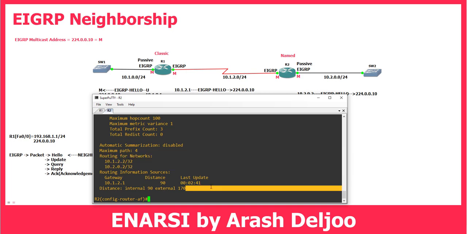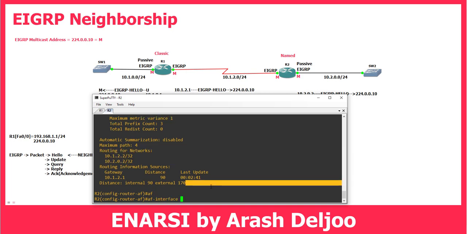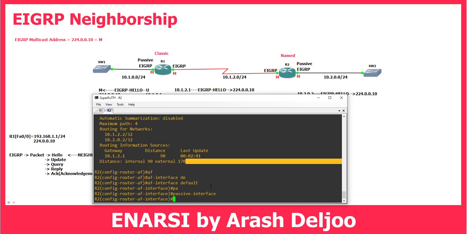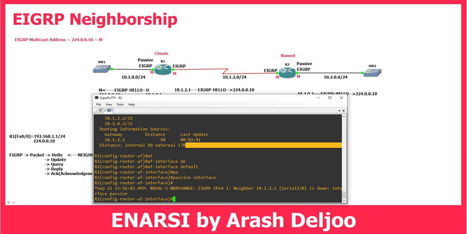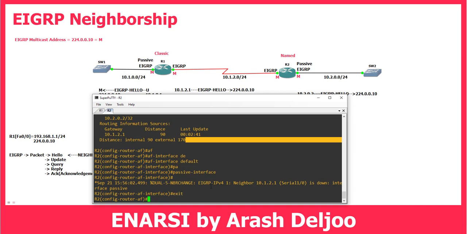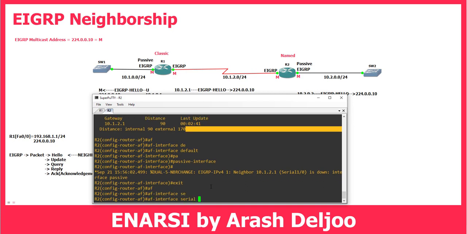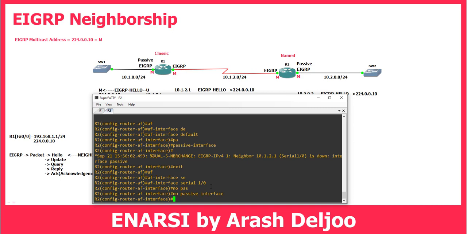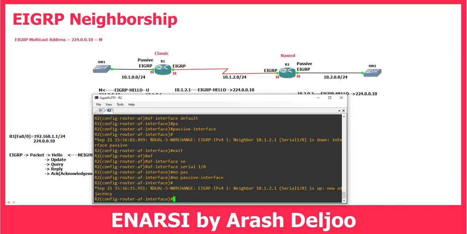Let me use the second method here. I'm using AF interface, then default means all interfaces, passive. Now we will lose the neighborship. Look at here, we don't have neighborship now. After that, you can use again, on one specific interface, AF interface serial 1/0, no passive interface. Now we will again have the neighborship, okay?